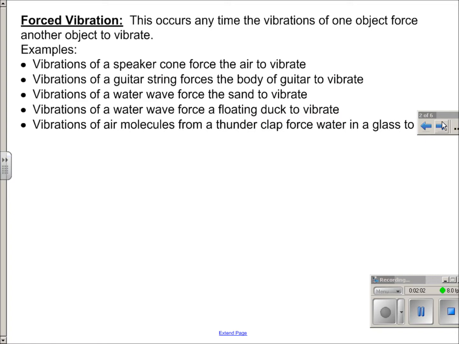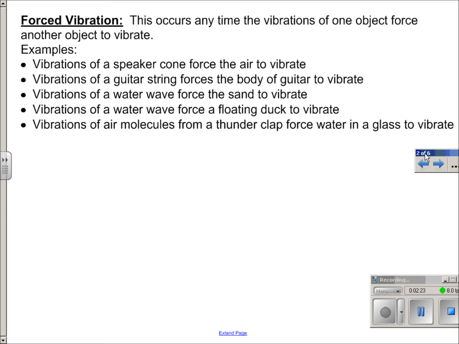Air molecules from a thunderclap. If you're sitting at your dining room table doing homework and there's a loud thunderclap, you might notice the water in your glass vibrate. That's another example of forced vibration. The air is vibrating, that causes the water to vibrate. Okay, so that's all forced vibrations are.